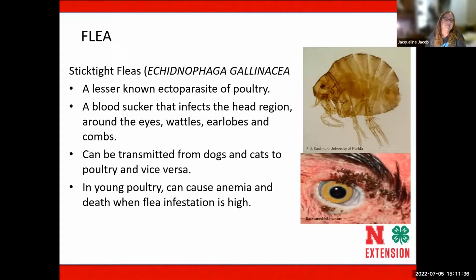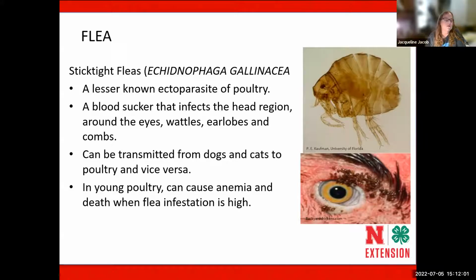Fleas, the stick-tight flea is the main one. And Brett says here it's a lesser known ectoparasite, but when I was in Florida working, it was very common there. You could see a lot of them. They're a bloodsucker that sticks to the skin, mostly in the head region, especially around the eyes, but also the wattles, earlobes, and combs.